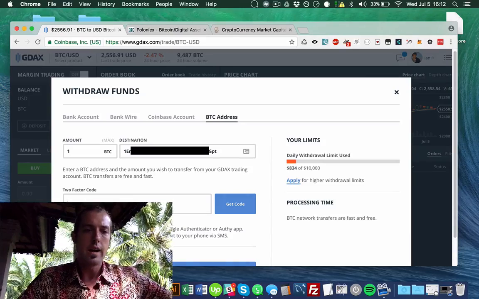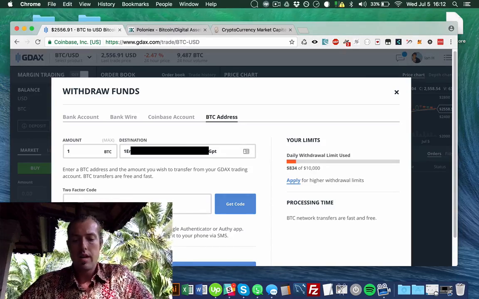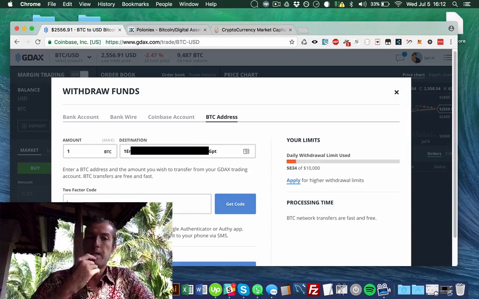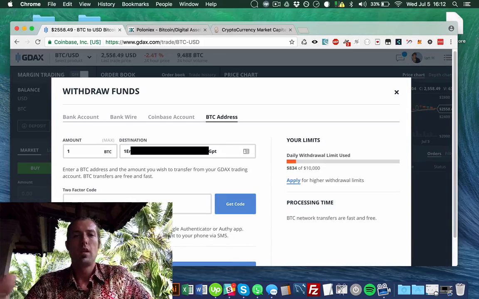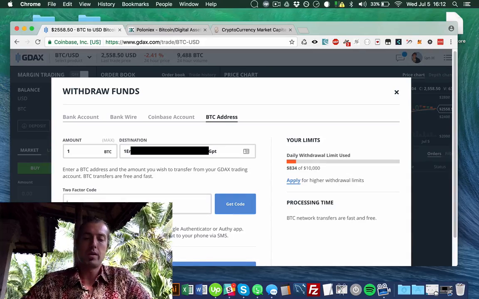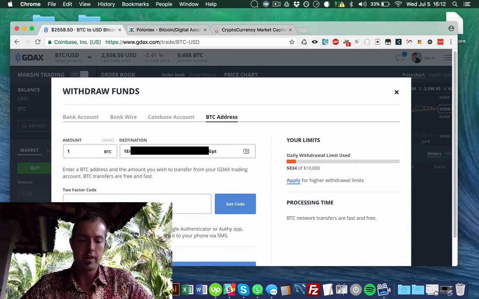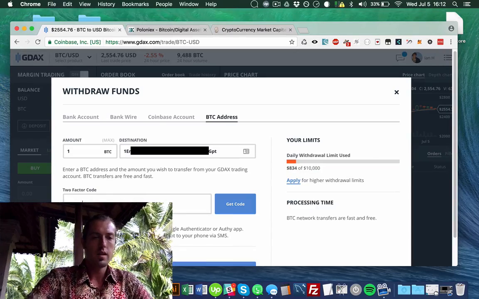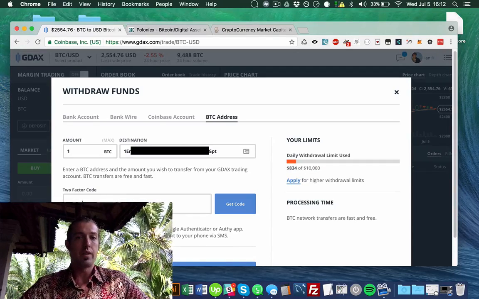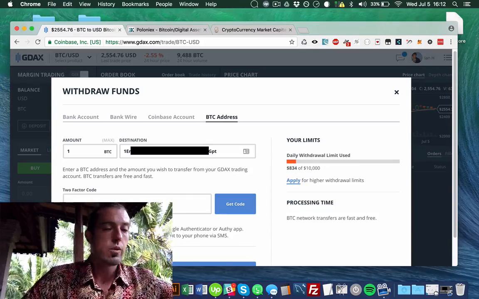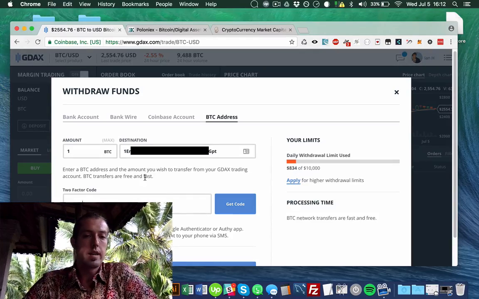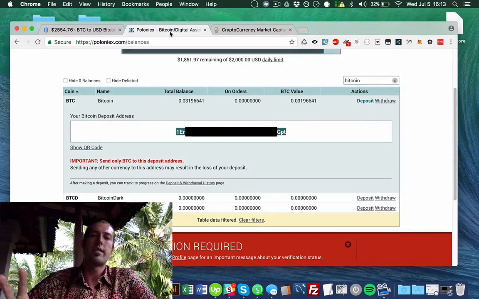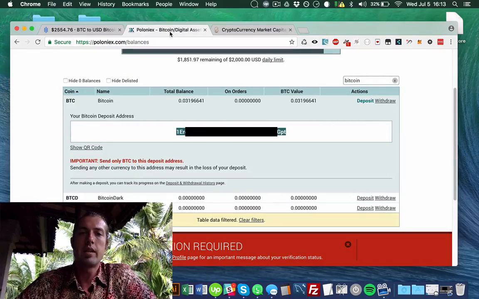I have two-factor authentication turned on, which means that you need your phone not only to log in with your username and password, but you need your phone. I use Google Authenticator, and it changes the numbers every 30 seconds. So I'm going to type it in here and then click withdraw. That will send the transaction out to the Bitcoin mining nodes.